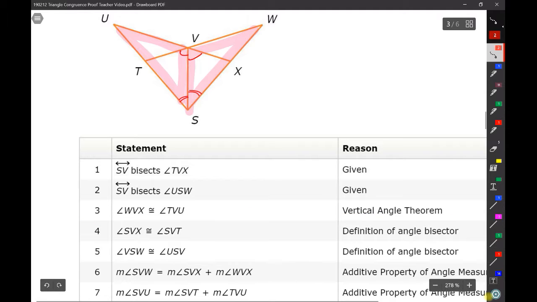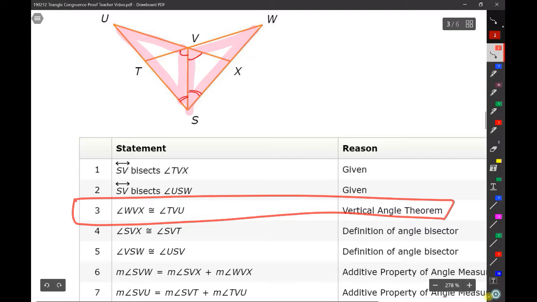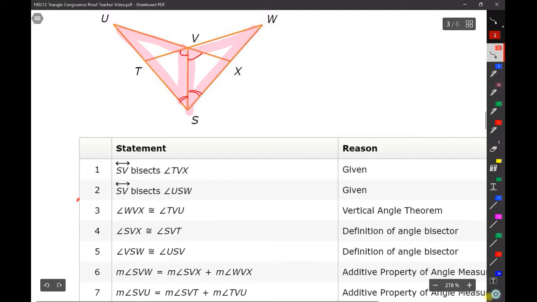Okay? Now I want you to see something else. Check this out. Look at line 3. WVX is congruent to TVU by the vertical angle theorem. Okay, well, let's mark it first. Where's WVX? Let's put 3 markings on WVX. That's going to be 1, 2, 3, like that. It's congruent to TVU, 1, 2, 3, like that. And that's congruent because of vertical angles, right? See the 2 lines that cross there?